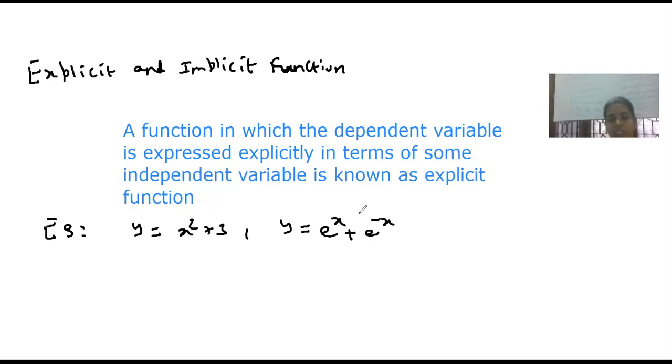Okay, explicit means the dependent variable is directly expressed in terms of the other. Otherwise, the function is called the implicit function. Okay, I will give examples of implicit function. First, let's see what an implicit function is.